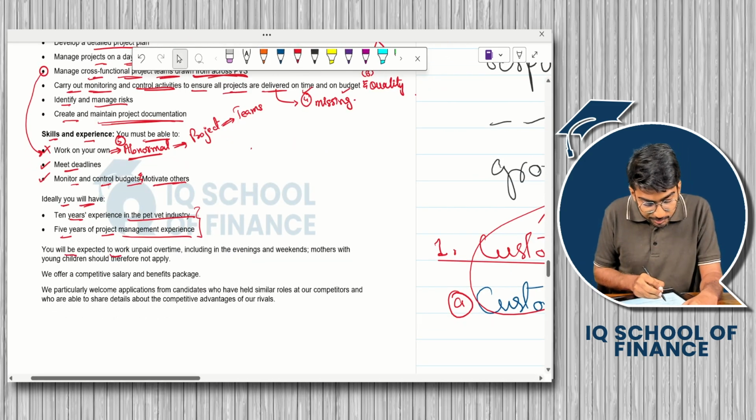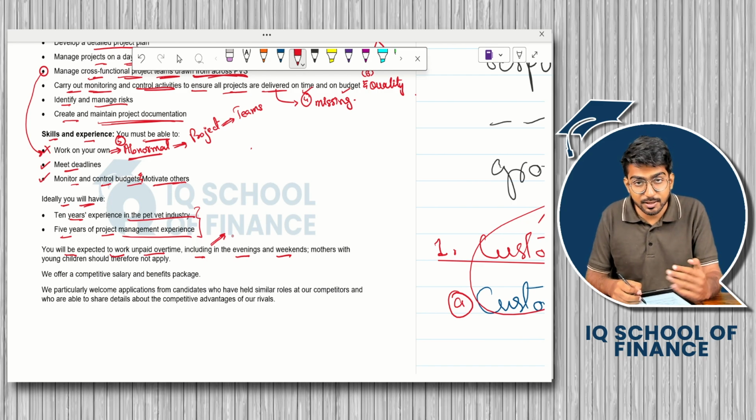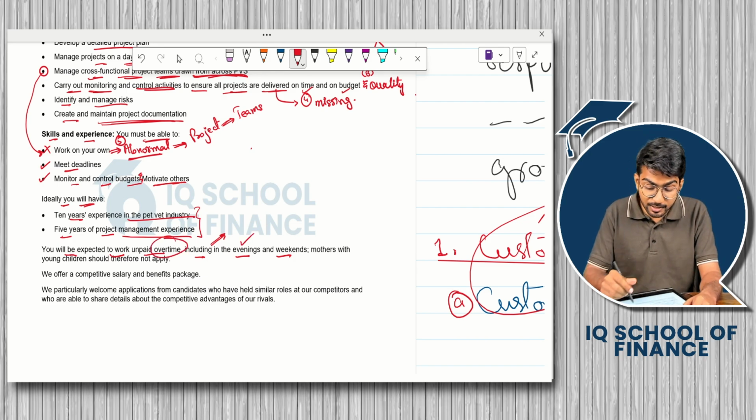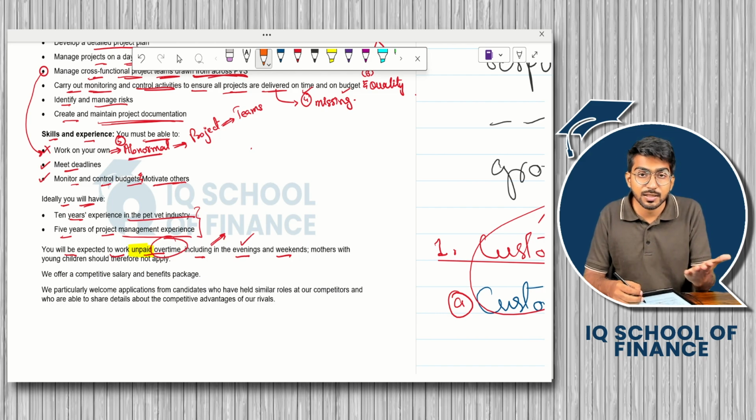You will be expected to work unpaid overtime, including the evenings and weekends. See, if you are going to recruit a project manager and you are asking him to work on the weekends, evenings, overtime, and that too unpaid, there are high chances that first, you won't be getting the project manager easily.